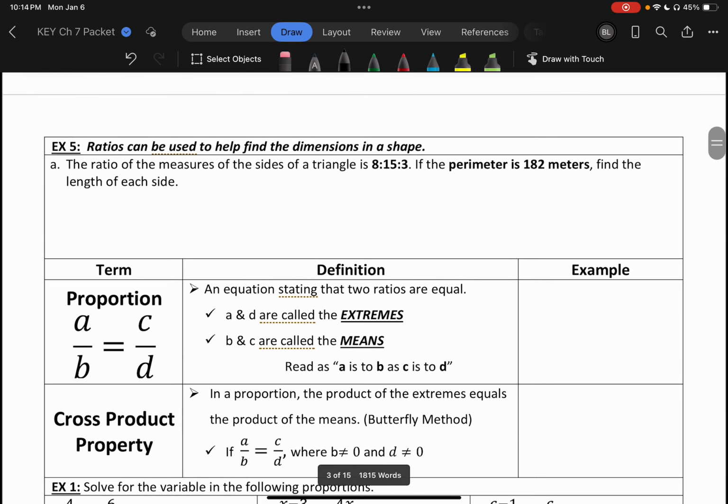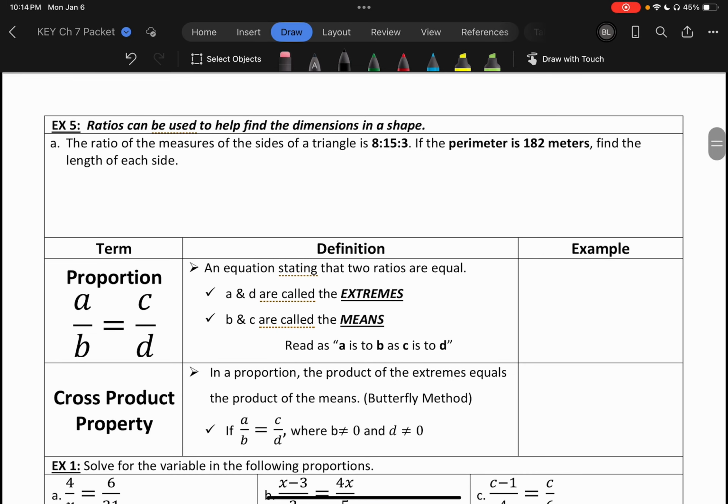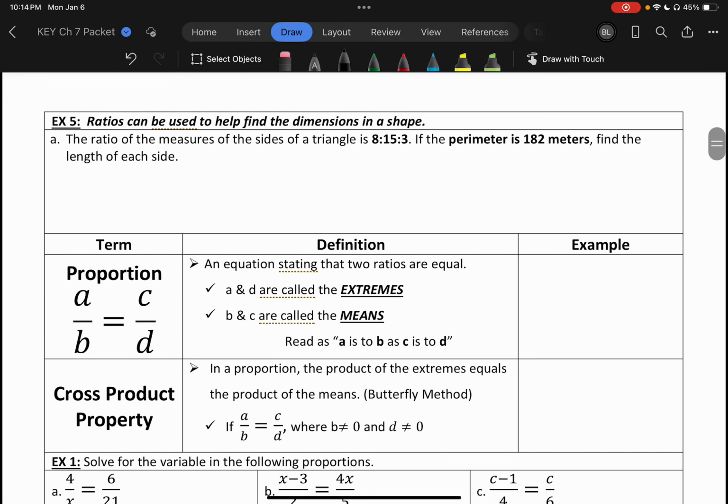And so for part A in example 5, let's draw a picture so we can better understand this problem. It says the measures of the sides of a triangle. So I have a triangle. Doesn't have to be perfect. They tell us that the ratio is 8 to 15 to 3, so I can write this as 8x to 15x to 3x. That represents the sides of the triangle, so I can now label the sides as 8x, 15x, and 3x. And they tell us that the perimeter is 182 meters. Perimeter is found by adding up all the sides.